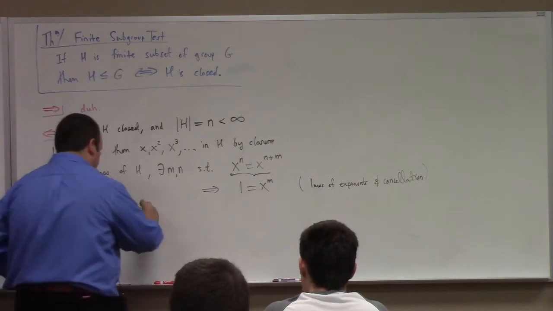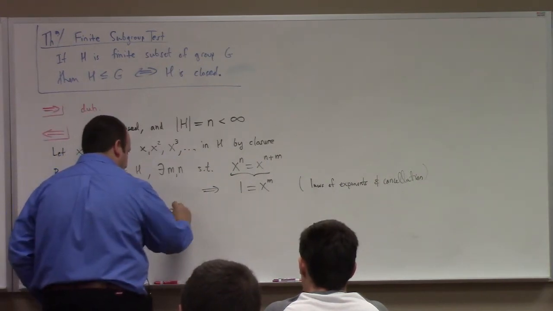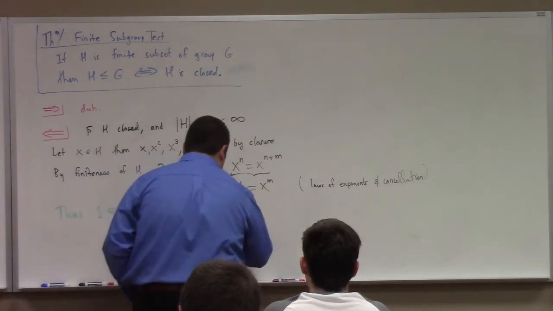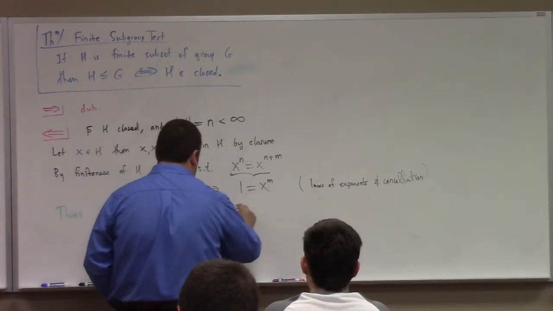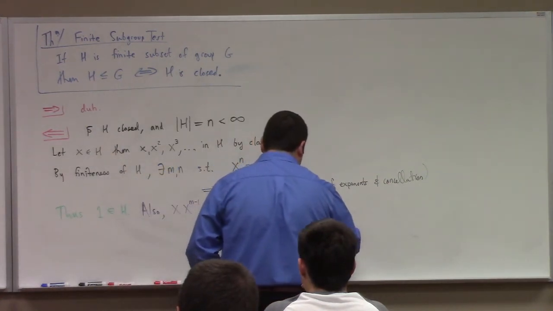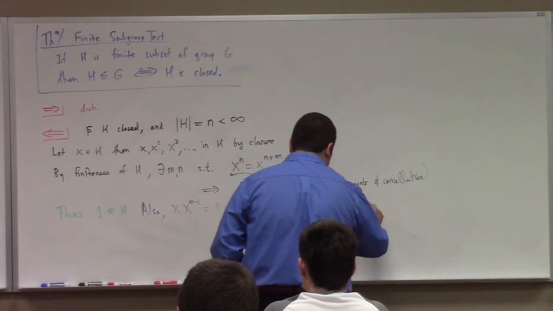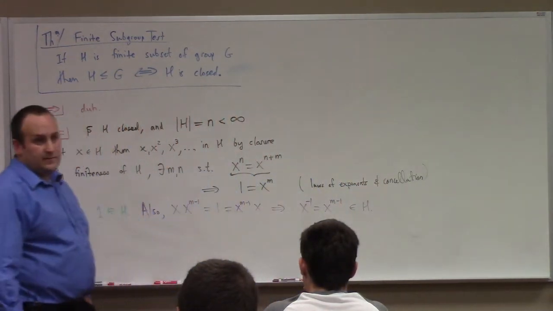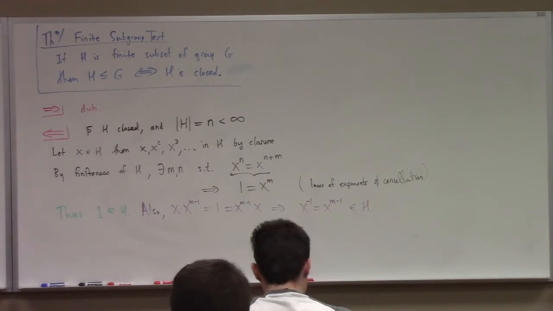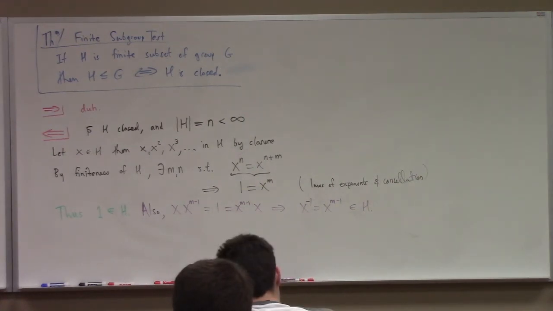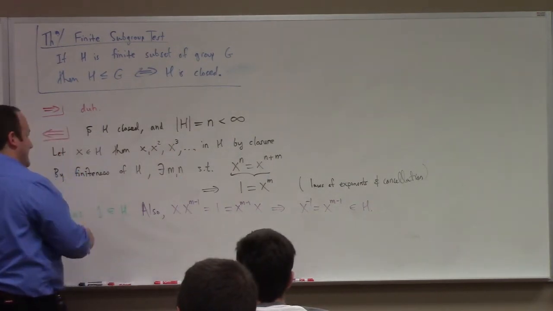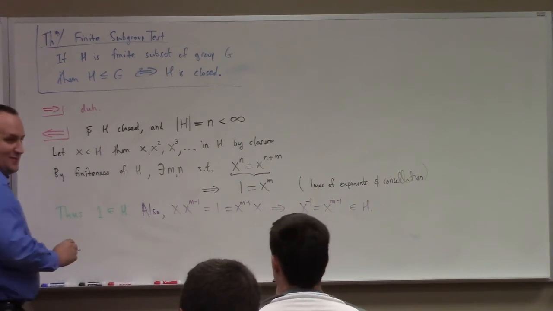Also, how about this? x times x to the m minus 1 is equal to 1, which of course is also equal to x to the m minus 1 times x, right? Which says that x inverse is equal to x to the m minus 1, an element of H, right? We assumed 2, so we got 1, we got 2, we got 3. We have a subgroup. I believe that's known as closing the proof with a Fonzie.